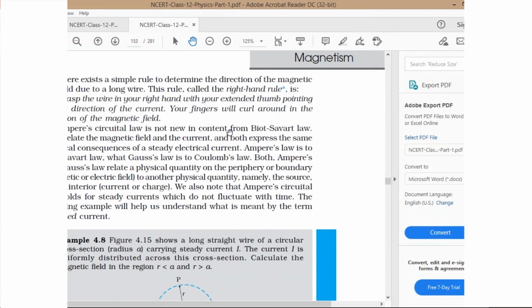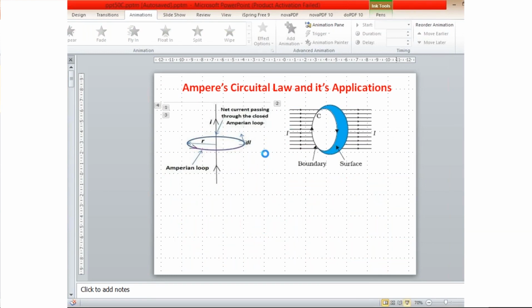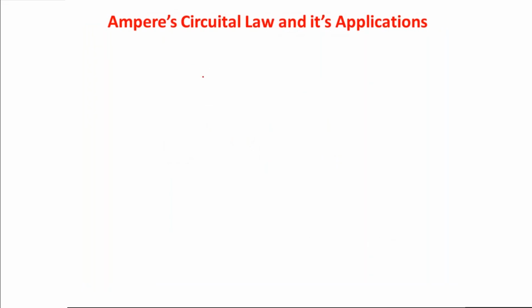So you people should read the text and see if you have any doubt or any questions. Now itself you can ask, or maybe after reading this part, if you don't understand anything, you can ask me again. Only one more thing I have to tell here, about the direction of the magnetic field.